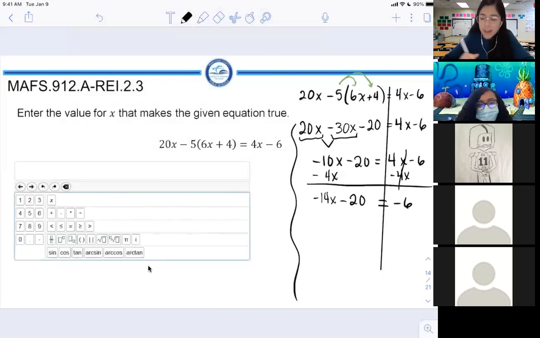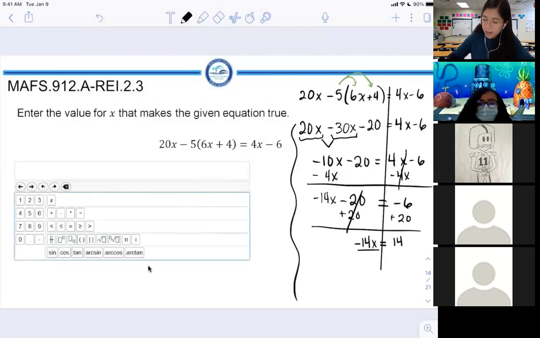Add 20. Negative 6 plus 20, what does that give me? 14. Positive 14. Careful, Tyrone, it was negative 6 plus 20. Okay, and then finally we divide. And I get x equals what? Negative 1. Negative 1, very good.